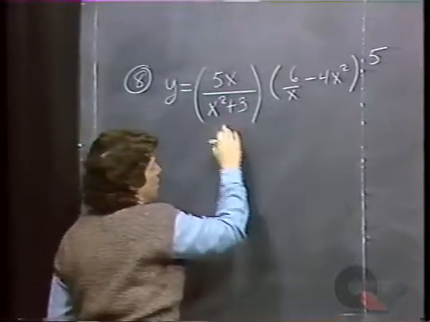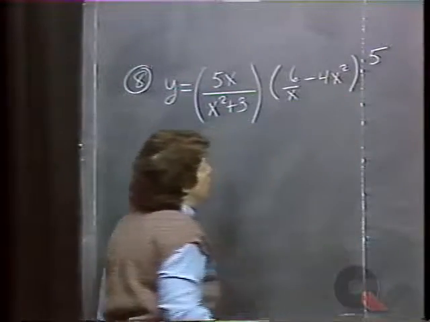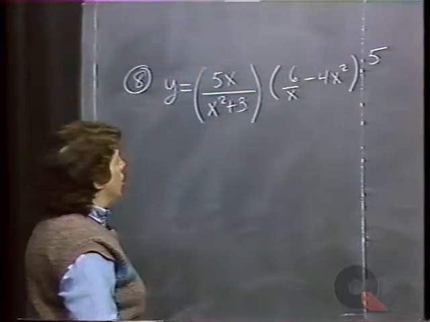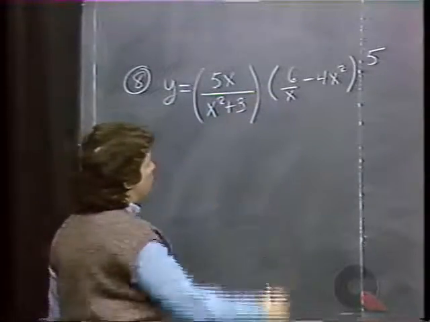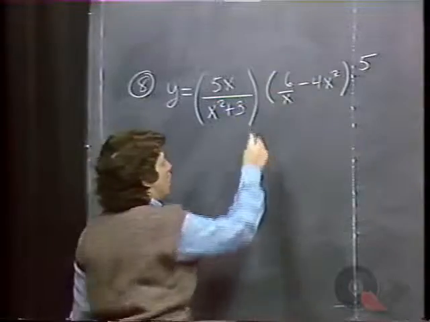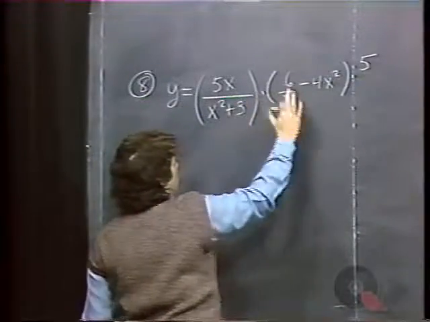I see a quotient here. I see a power here. Okay? This thing here is a polynomial, but what really describes this the best? This is really a product. It's really something times something.